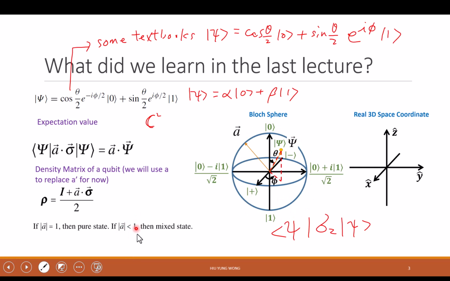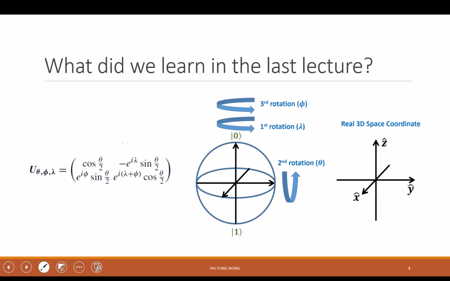If it is less than 1, it corresponds to a mixed state. Okay? But how is it related to this Bloch sphere? That is something confusing from last week when I explained it to you. Maybe I did not explain well, but I will talk about that. Any questions? Yes, sir.